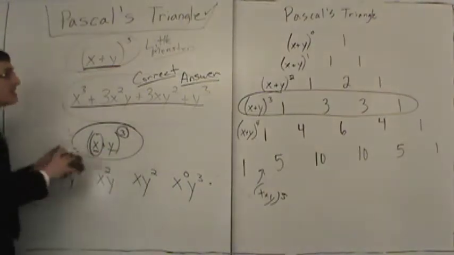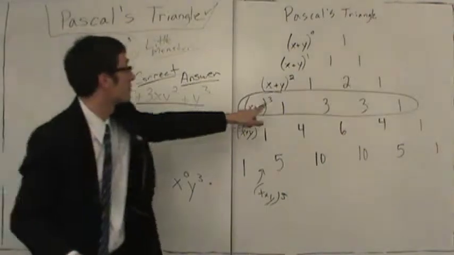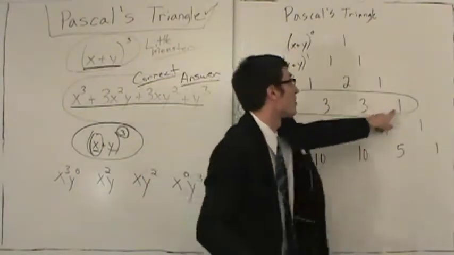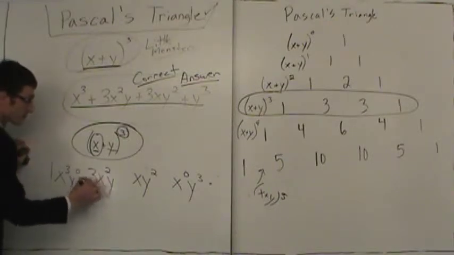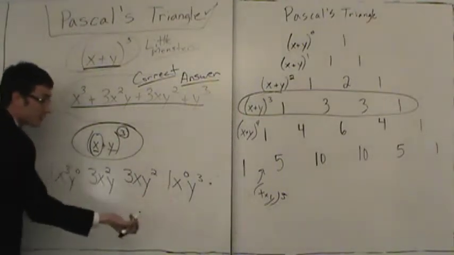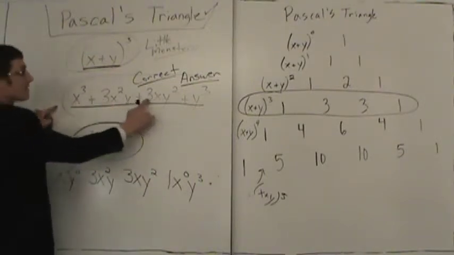These are the coefficients that go in front of your variable terms. Watch this. So we're going to put a 1, then a 3, then a 3, then a 1. Put them in. And this is the answer. Look at this and look at this. We have 1, 3, 3, 1.